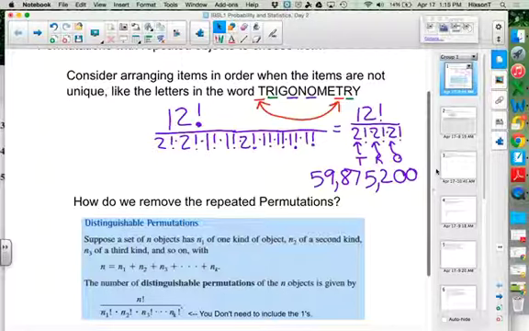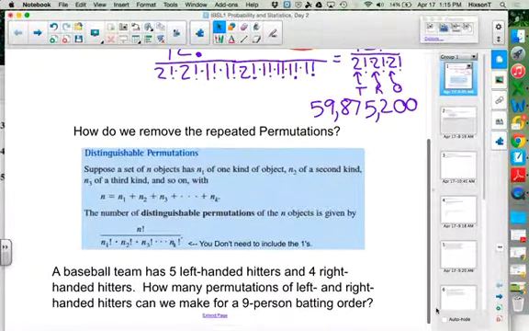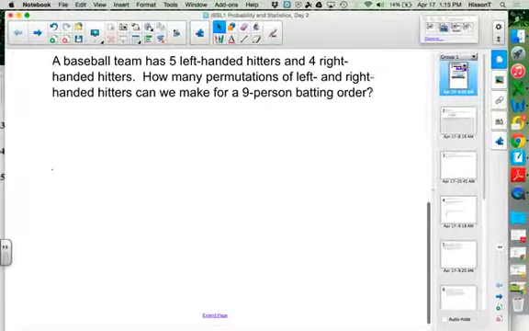Now let's take a look at another example. Okay, it's Major League Baseball season, just started. I don't know if you guys follow that much, but in baseball we have 9 players that come up to bat. So let's say that in our team's starting lineup we have 5 left-handed hitters and 4 right-handed hitters. How many permutations of left and right-handed hitters can we make for a 9-person batting order?